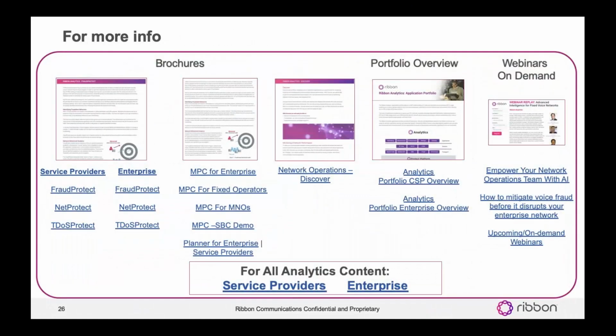So there's a lot of other areas that we're building out. They're not available right now, but we have a lot of brochures that can show you what is available and give you some details in terms of white papers, and also have the ability to engage in demos or even proof of concepts if you're interested in that. So a lot of information here and a lot to come on the Ribbon Analytics side. So with that, I'll hand things back over to Lance.